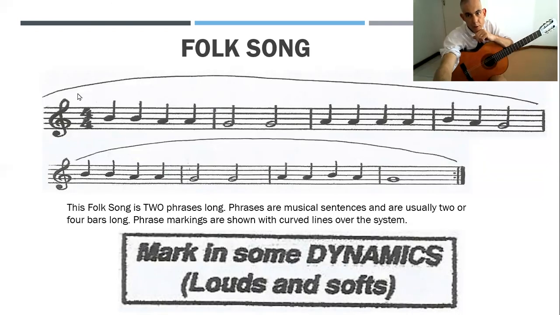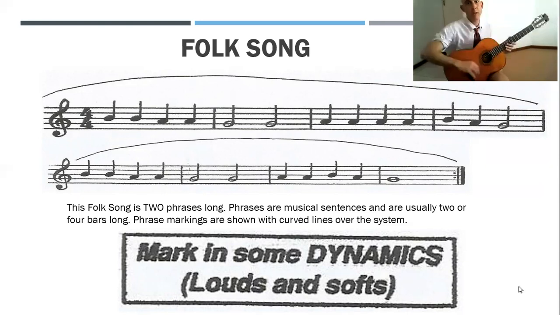It's 2 phrases. This is a phrase marking there. Phrases are musical sentences and usually 2 or 4 bars long. Phrase markings are shown with curved lines over the system. You can add in your own dynamics. Let's play this after 4. 1, 2, 3, 4.